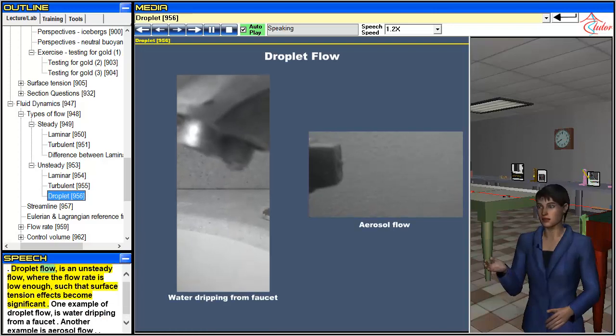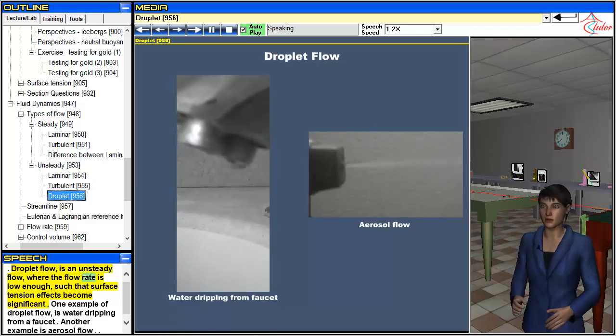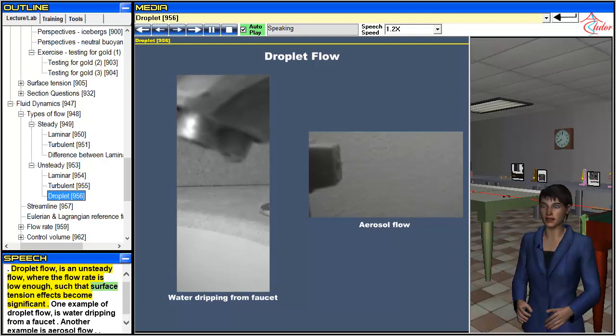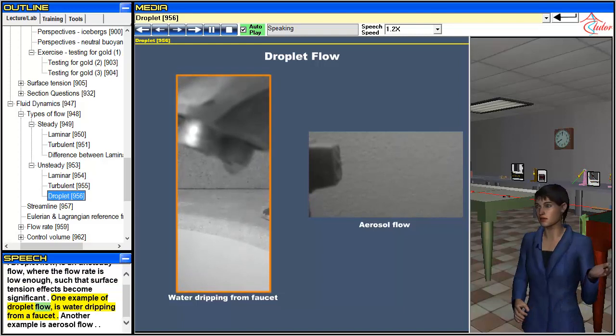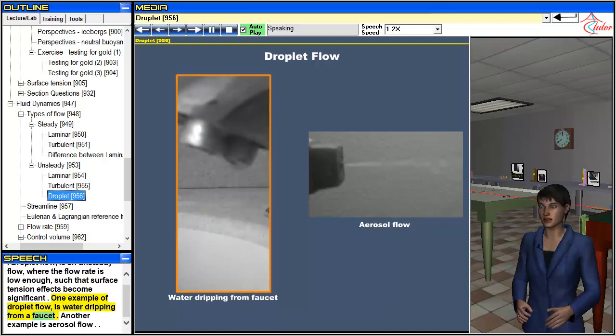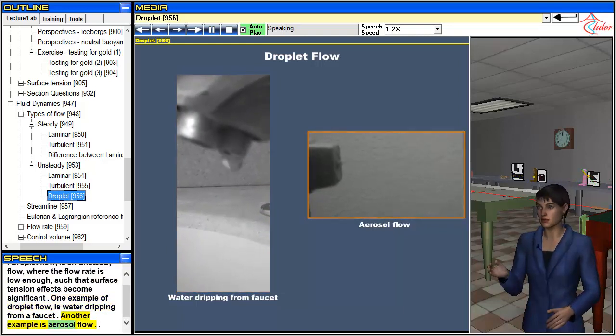Droplet flow is an unsteady flow, where the flow rate is low enough, such that surface tension effects become significant. One example of droplet flow is water dripping from a faucet. Another example is aerosol flow.